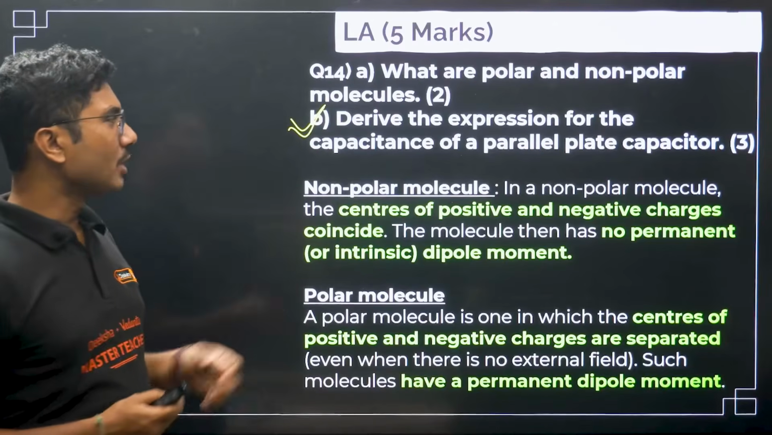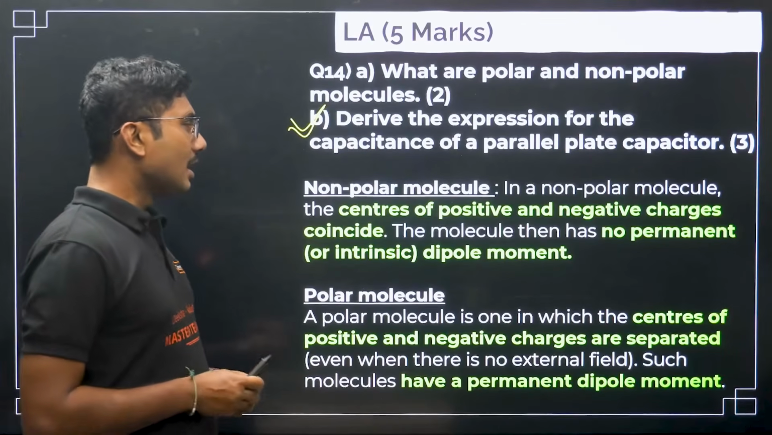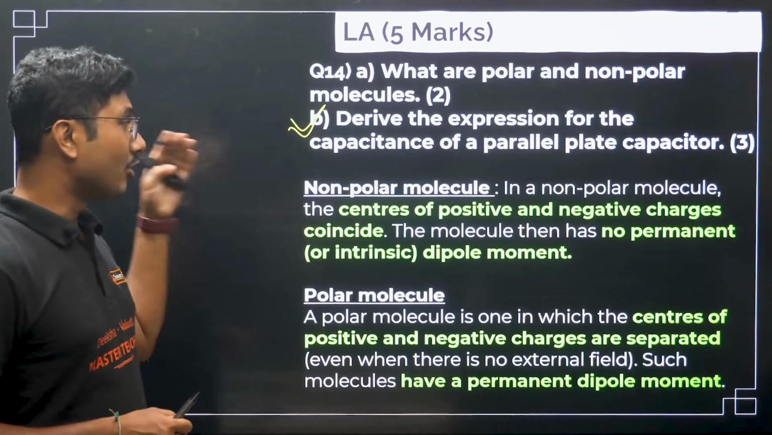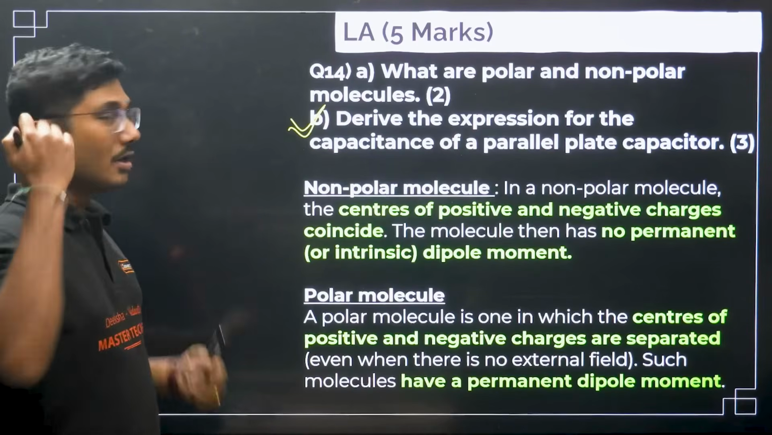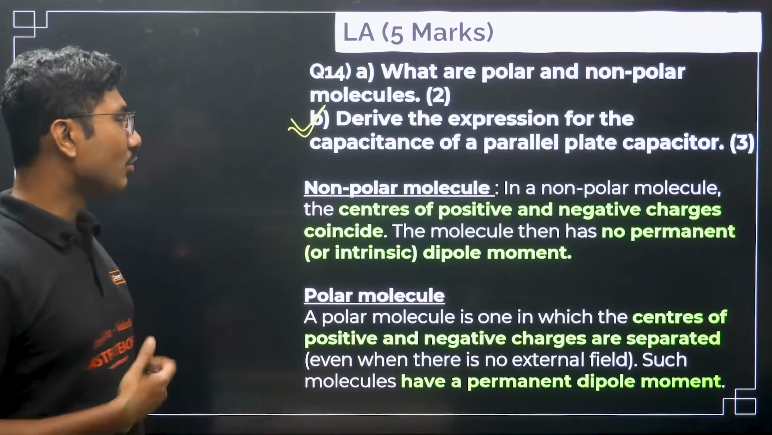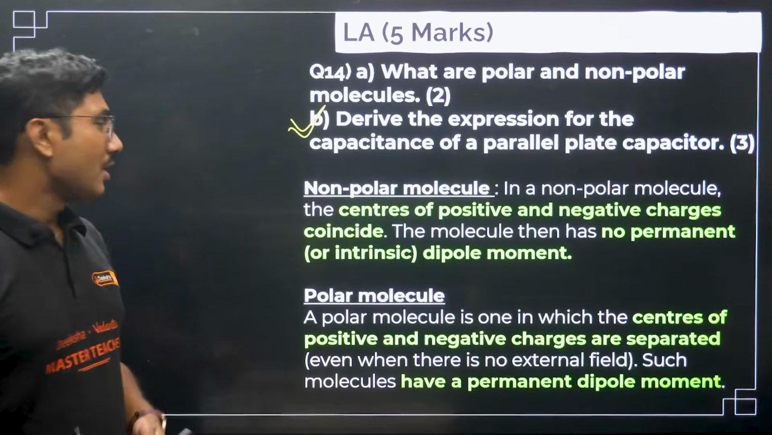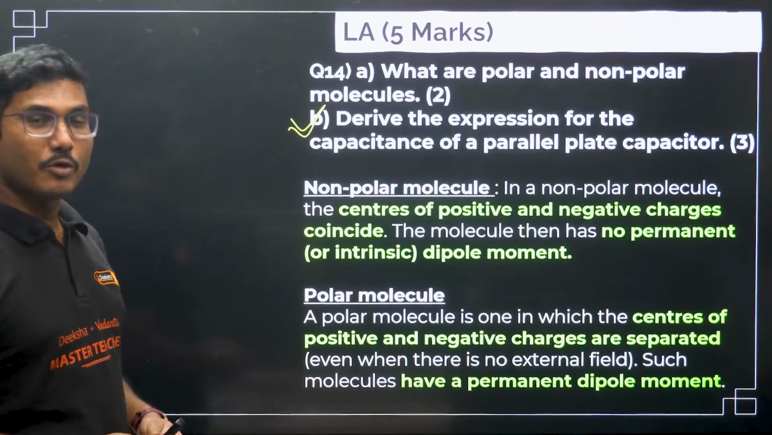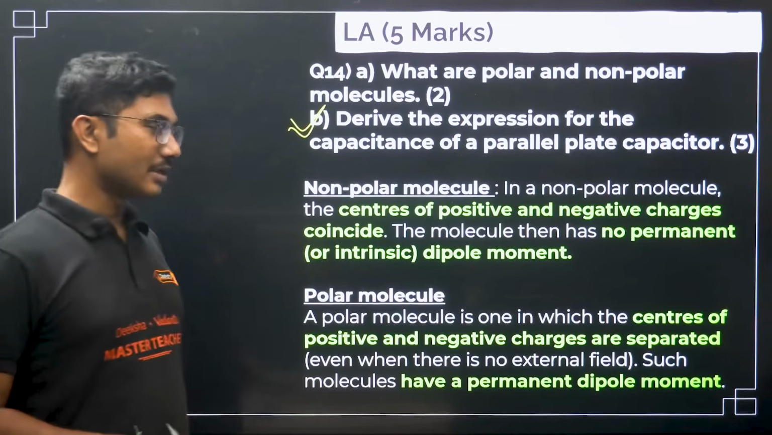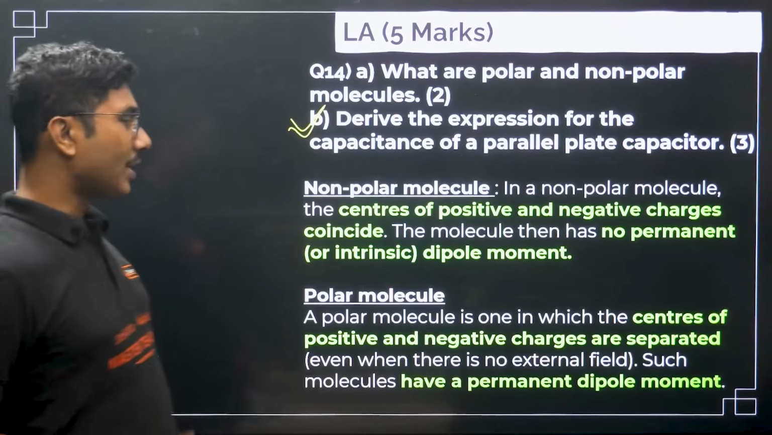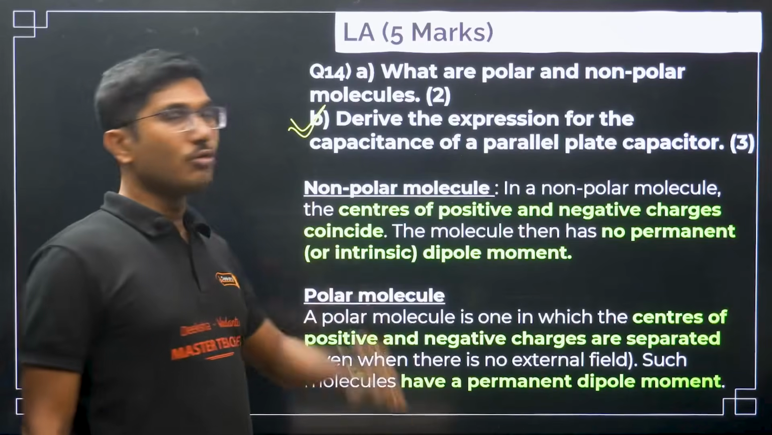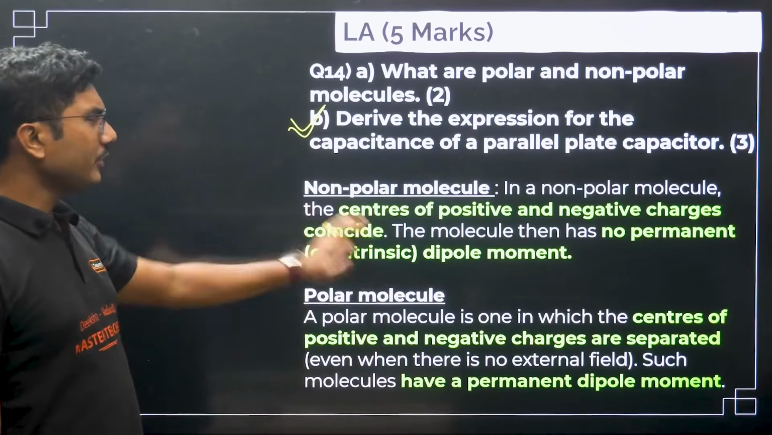So non-polar molecules: in a non-polar molecule the centers of positive and negative charges do coincide. The molecule then has no permanent or intrinsic dipole moment, whereas in polar molecules the centers of positive and negative charges do not coincide. So even if there is no external field, such molecules have a permanent molecular dipole moment. They are called polar molecules. So just an addition.